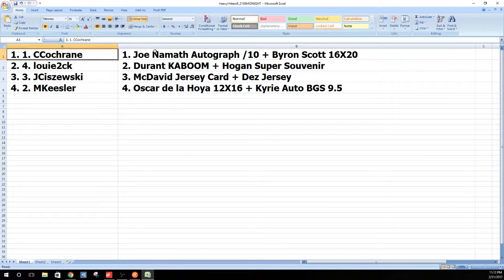So Chuck, you got a Joe Namath auto to 10 plus the Byron Scott 16x20. Louis, the Durant Kaboom and the Hogan Super Souvenir. Jay Suzuki, the McDavid jersey and the McDavid jersey card and the Dez Bryant jersey. And M. Kiesler, the Oscar de la Hoya 12x16 and the Kyrie Irving auto BGS 9.5 with a 10 auto. So guys, break number 9, midnight break number 1. There you have it.